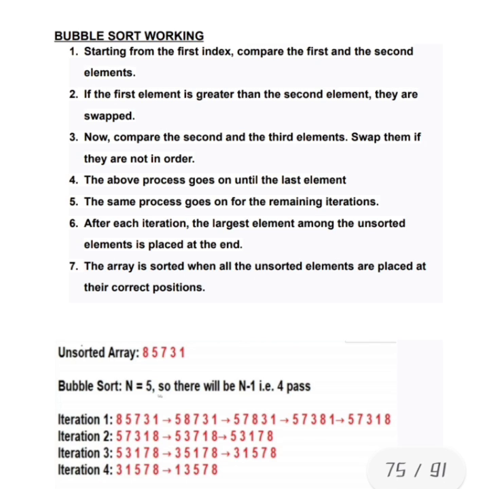In iteration 3, the last three largest elements are placed at the end, that is 5, 7 and 8. In iteration 4, we have to compare just one pair, that is 3 and 1, so the answer is 1, 3, 5, 7, 8. So the last 4 elements, also the largest 4 elements, are placed at the end. The array is sorted when all the unsorted elements are placed at their correct position. This is known as bubble sort.